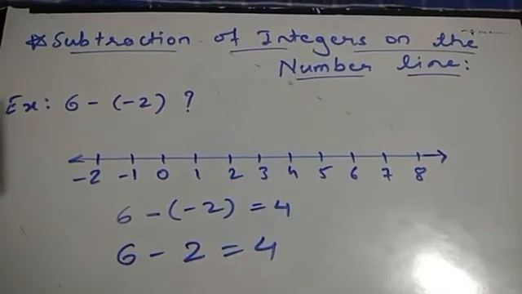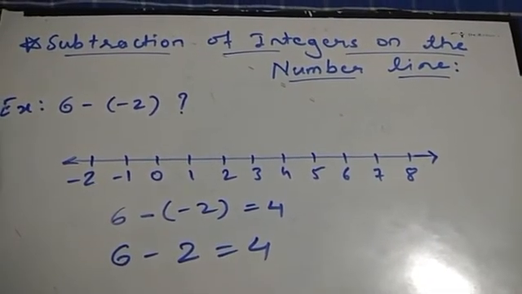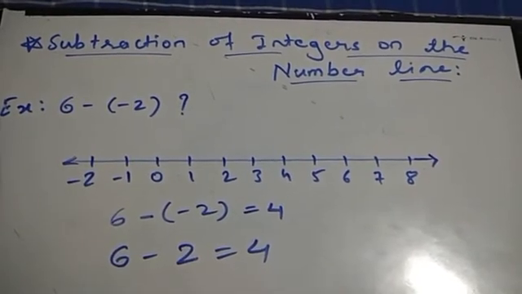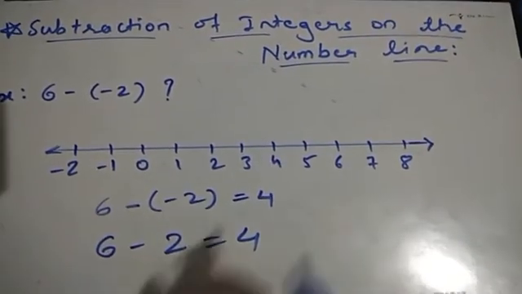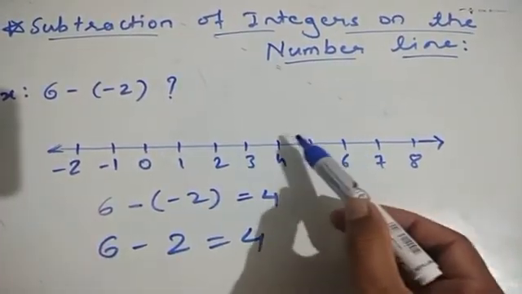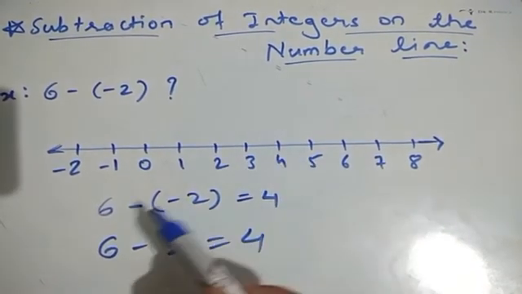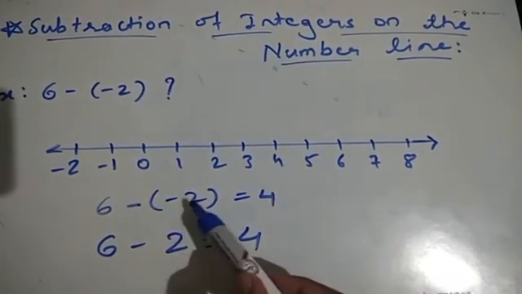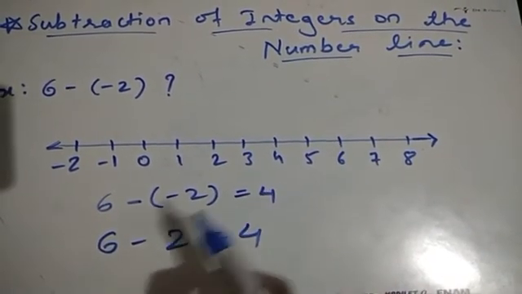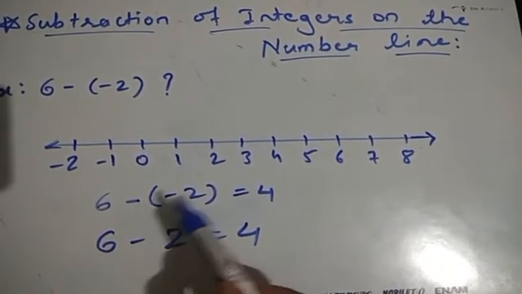Hello students, in this video we are going to study subtraction of integers on the number line. Let's see one example, 6 minus of minus 2. Students, to subtract minus 2 from 6, if you move towards the left hand side, we will reach 4. Then we have to say that 6 minus of minus 2 is equal to 4, but which is not correct, because we know that 6 minus 2 is 4, but not 6 minus of minus 2 is 4.